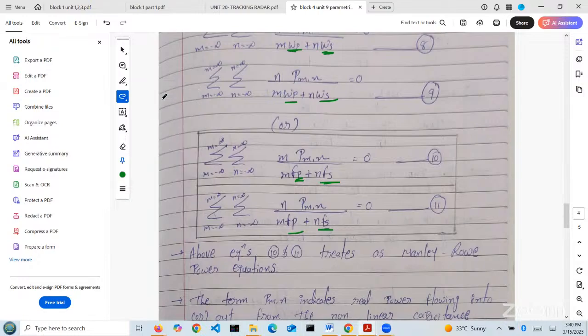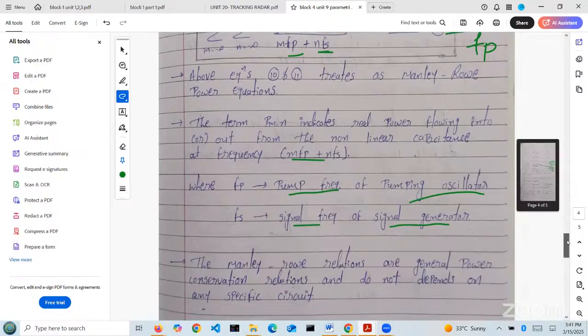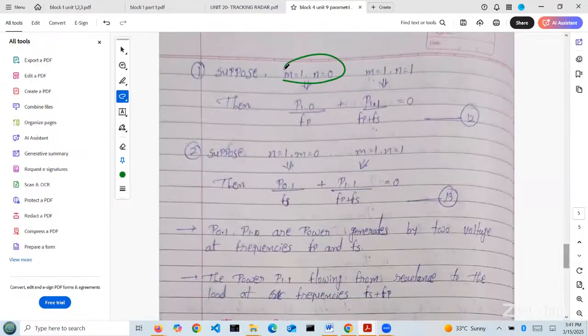Suppose in this equation 10, I am substituting m equal to 1, n equal to 0. What equation will we get? If m equal to 1, the numerator is P of 1,0. Denominator is 1 times f of p, as n is 0. What is this equation? m equal to 1, n equal to 0 is one condition. Second condition is m equal to 1, n equal to 1. If both are 1, we will get P of 1,1 by f of p plus f of s. So this is equation 12.